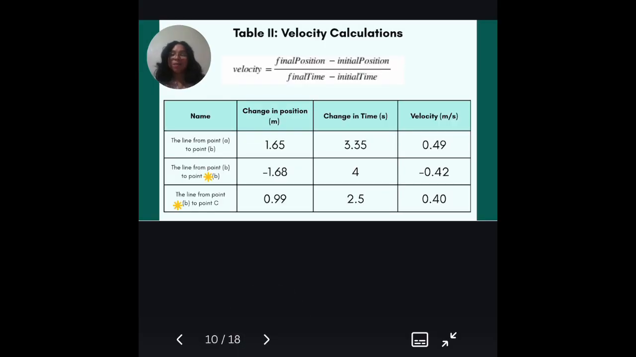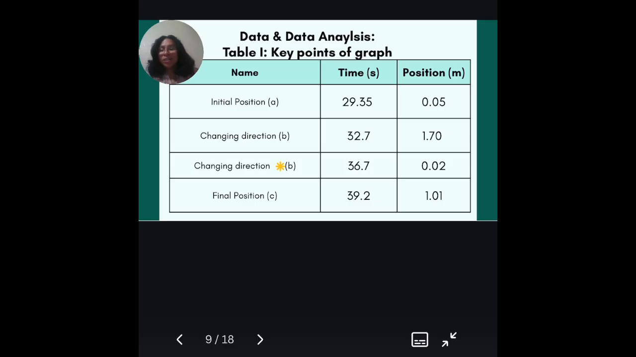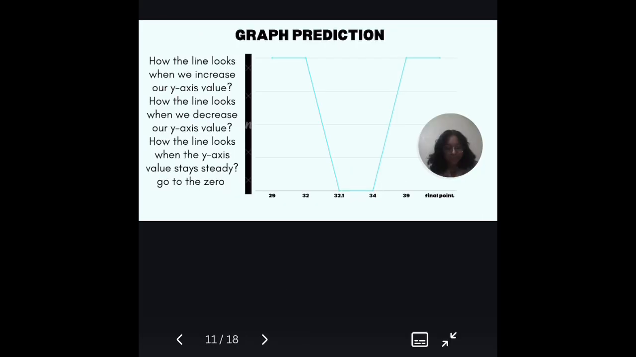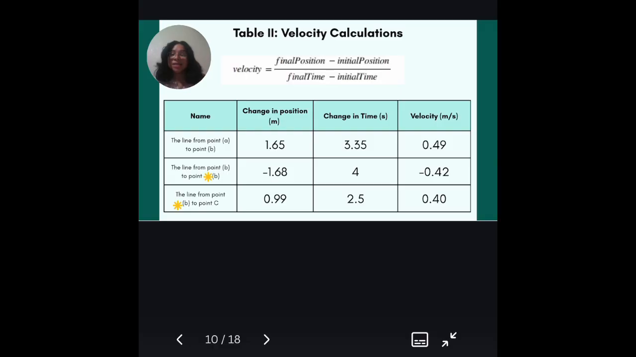Our second step, following our first step, was then to use the information that we got from our first table, which was based on our graph, to create our velocity calculations. So again, velocity is just the final position minus the initial position over the final time minus the initial time. So that's what we did.